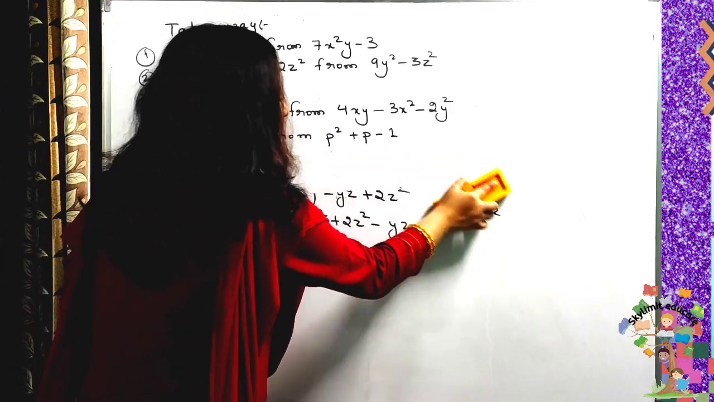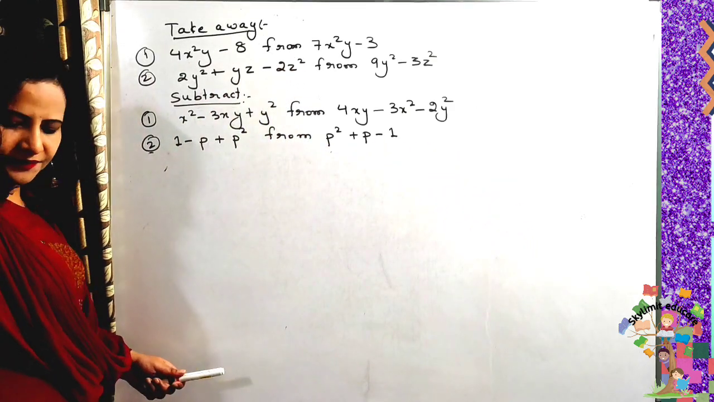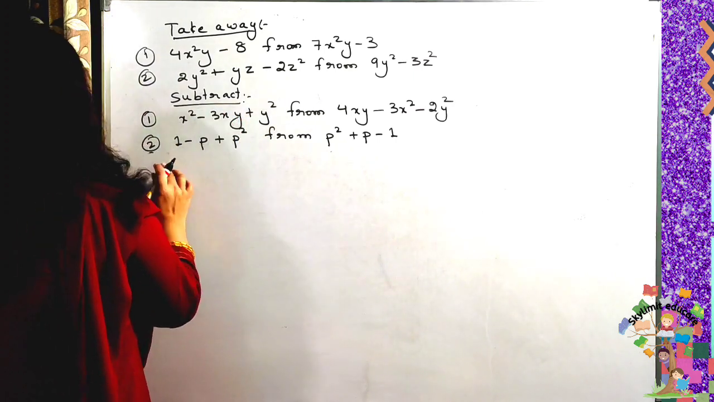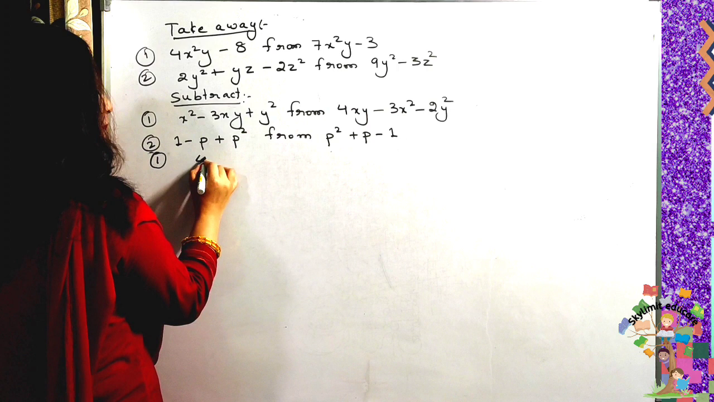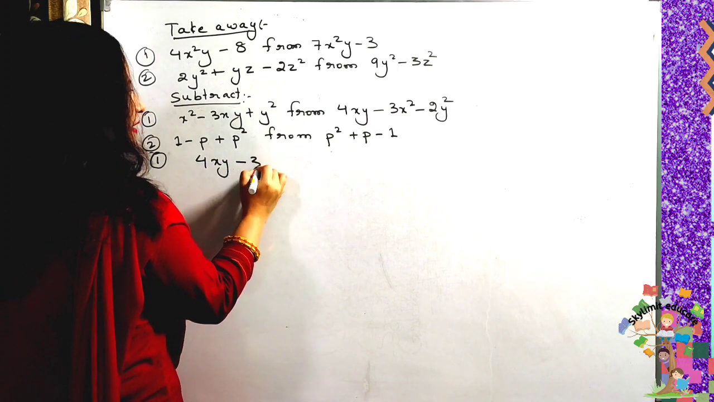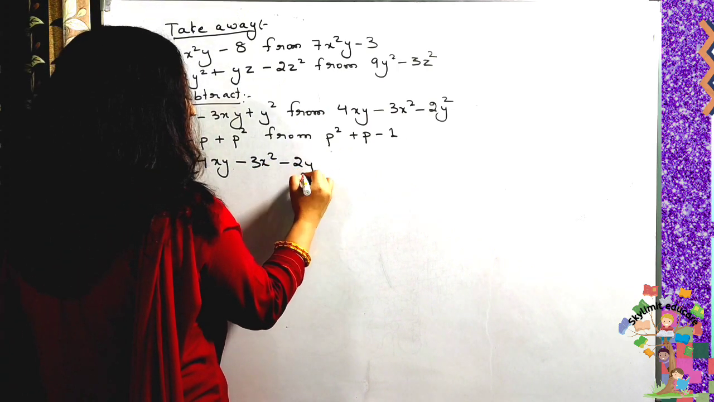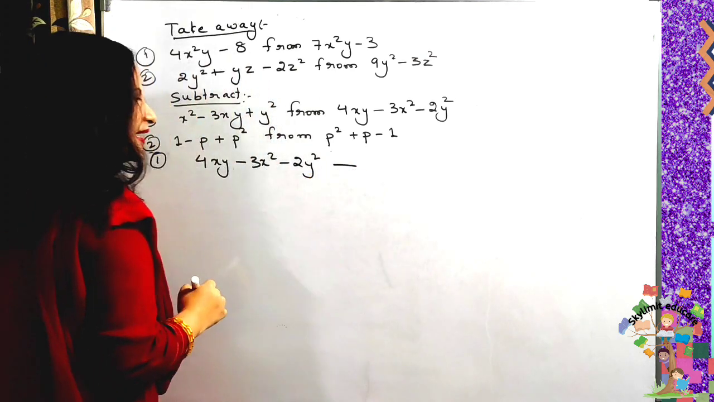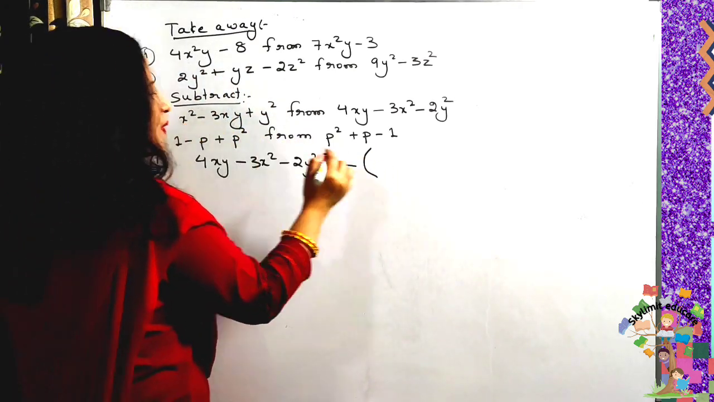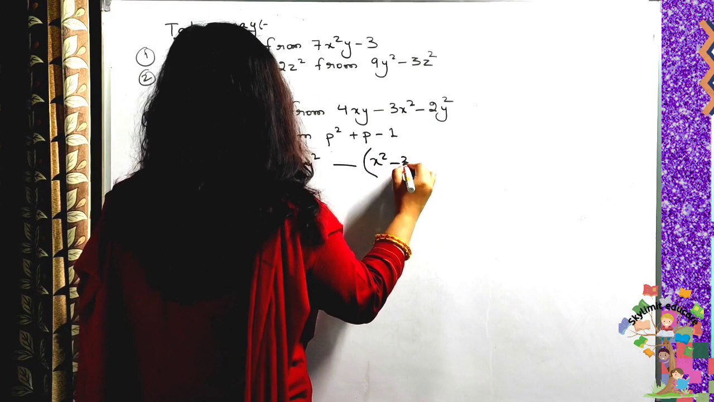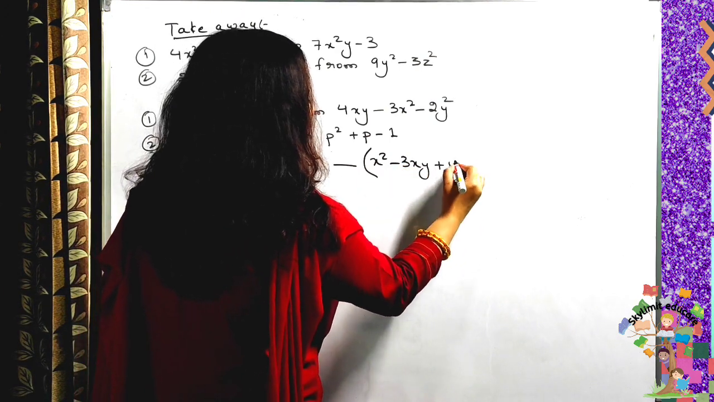Now let us come immediately to the next question. Subtract again. After from, whatever is there, I am just copying down: 4xy minus 3x square minus 2y square. Then the main subtraction sign. Then the subtrahend within the bracket: x square minus 3xy plus y square.